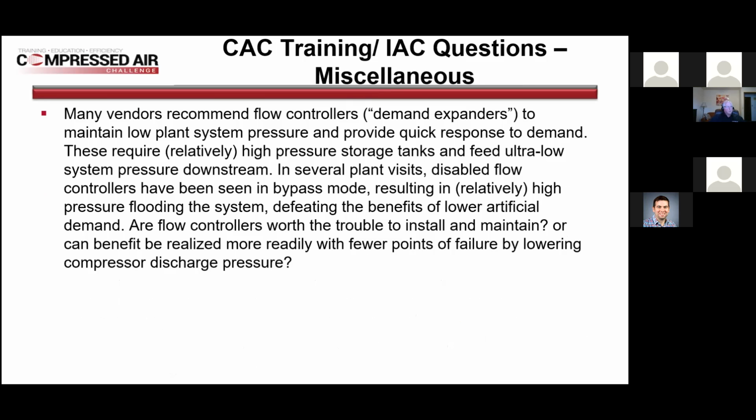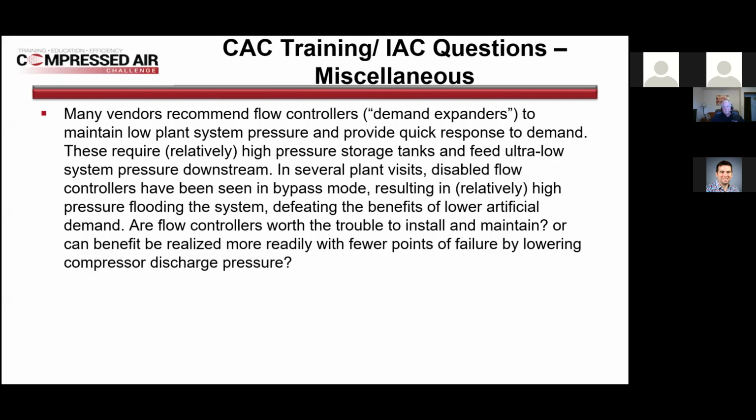Miscellaneous pressure flow controllers. This is a good synopsis of whether it's good, whether it's bad. You have people that are very pro, you have people that are very con to it. Me, I'm in the middle. It has to cost justify. You're running at a higher pressure. For every 2 PSI, it's 1% efficiency. You need to make sure that it's justified.